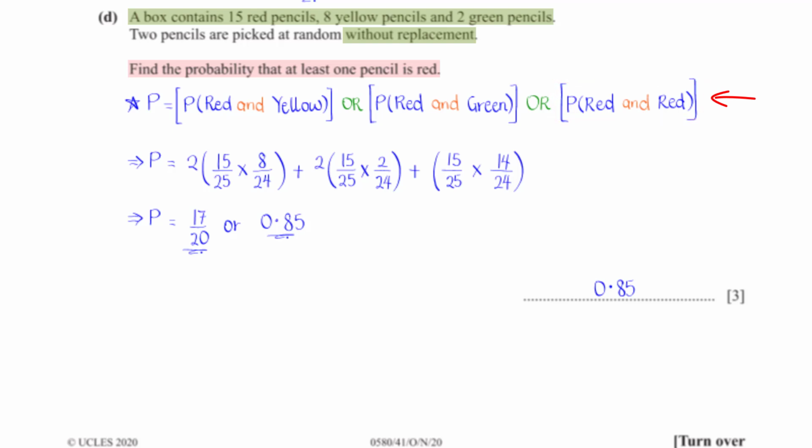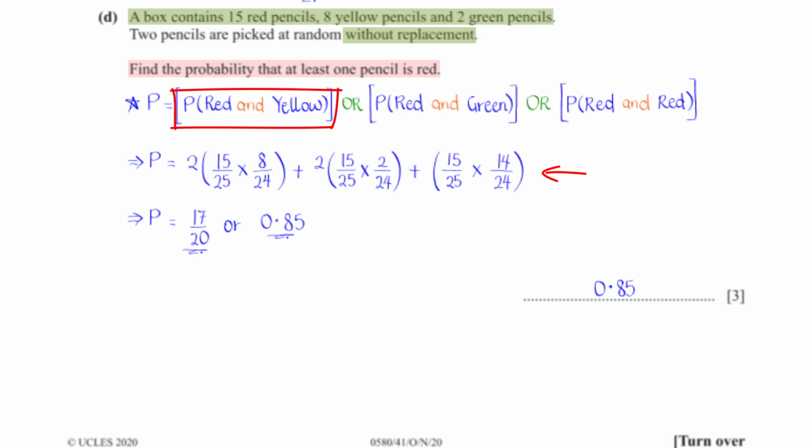The probability that the first pencil picked is red is 15 over 25. Without replacement, the probability that the second pencil picked is yellow is 8 over 24. Without replacement, the probability that the second pencil picked is green is 2 over 24. Without replacement, the probability that the second pencil picked is red is 14 over 24. For this scenario, a red pencil can be picked first and a yellow pencil picked second, or a yellow pencil picked first and a red pencil picked second.